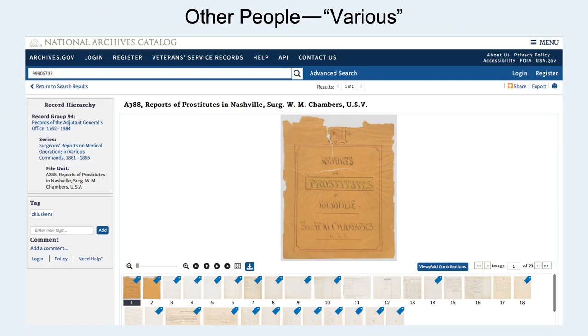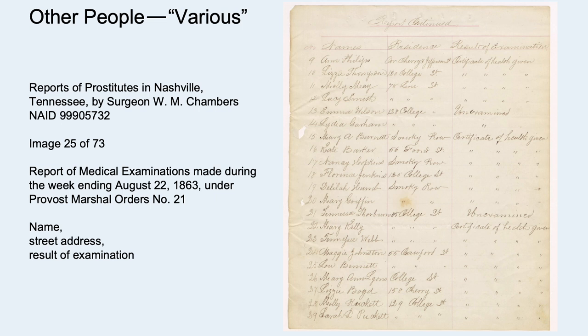And finally, one of the most unusual records is this report of prostitutes in Nashville, Tennessee. Dr. Chambers examined the women weekly to make sure they were healthy and free of obvious disease. The report has two lists dated August 22 and August 29, 1863, that indicate the women's name, address, and result of examination. So far as I am aware, this is the only such list that we have.